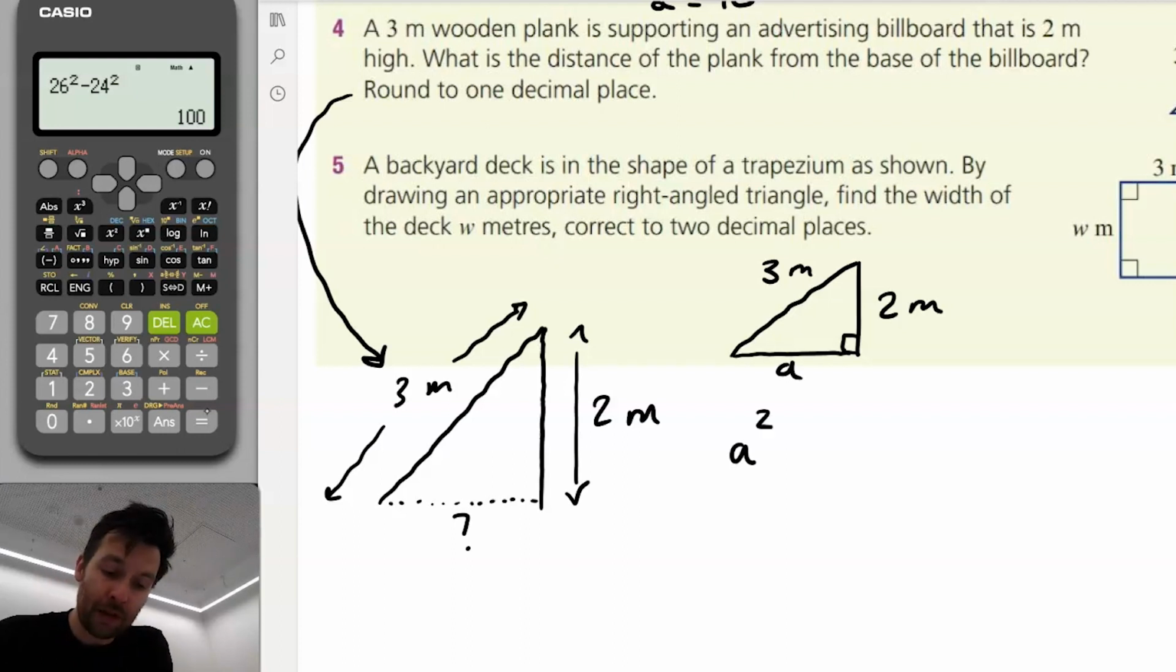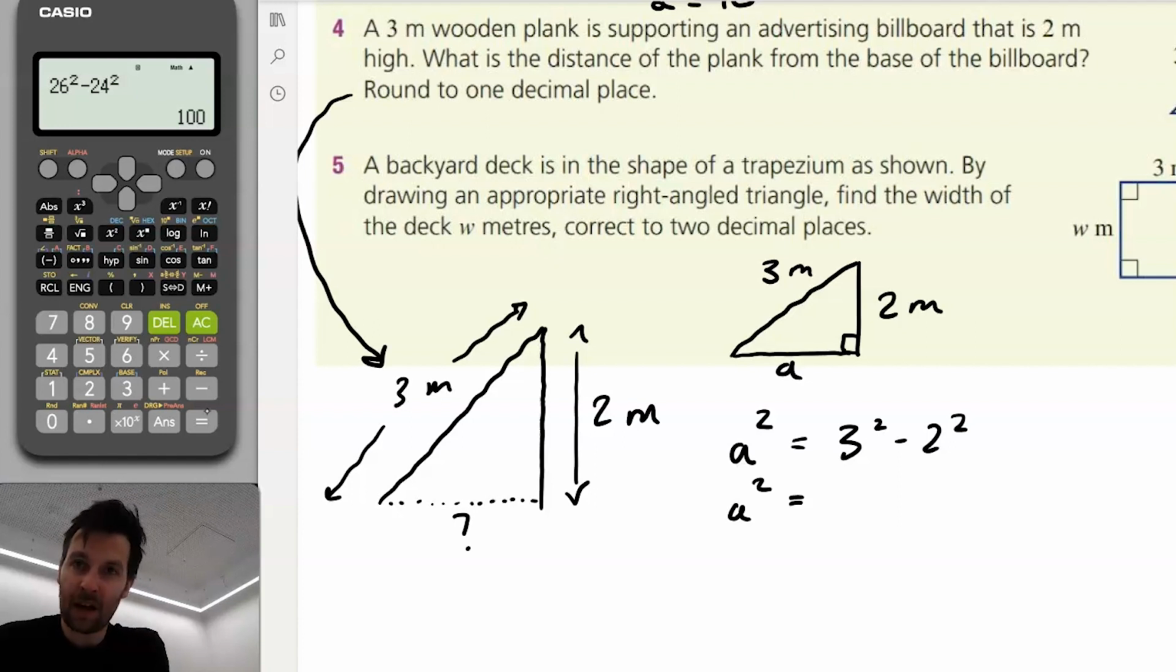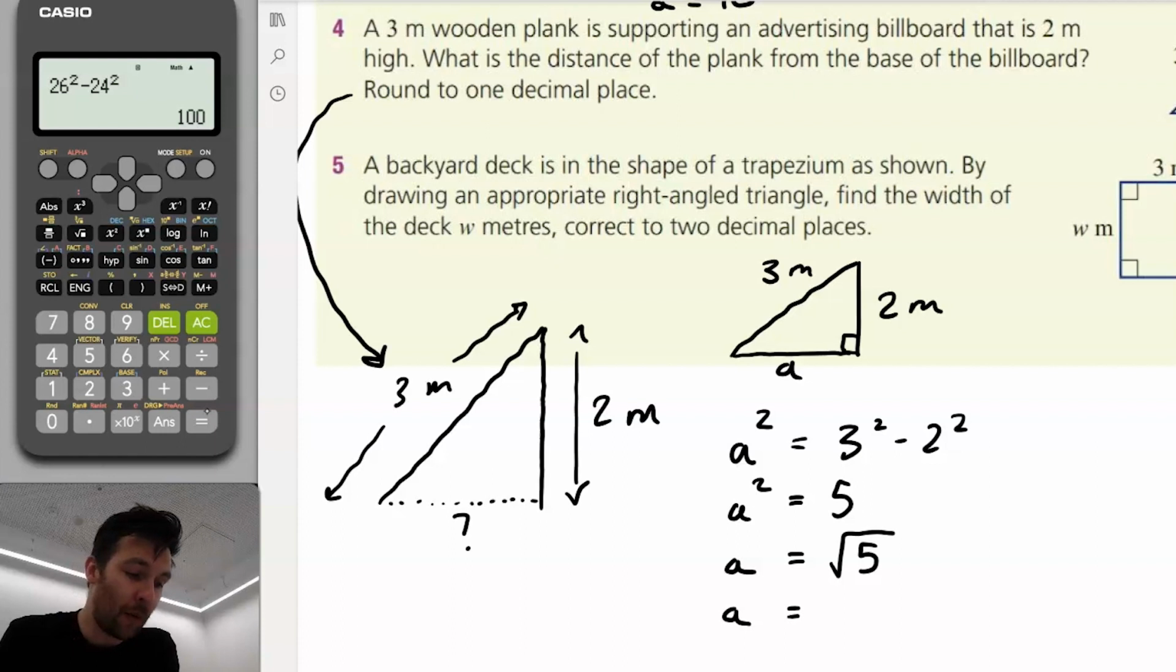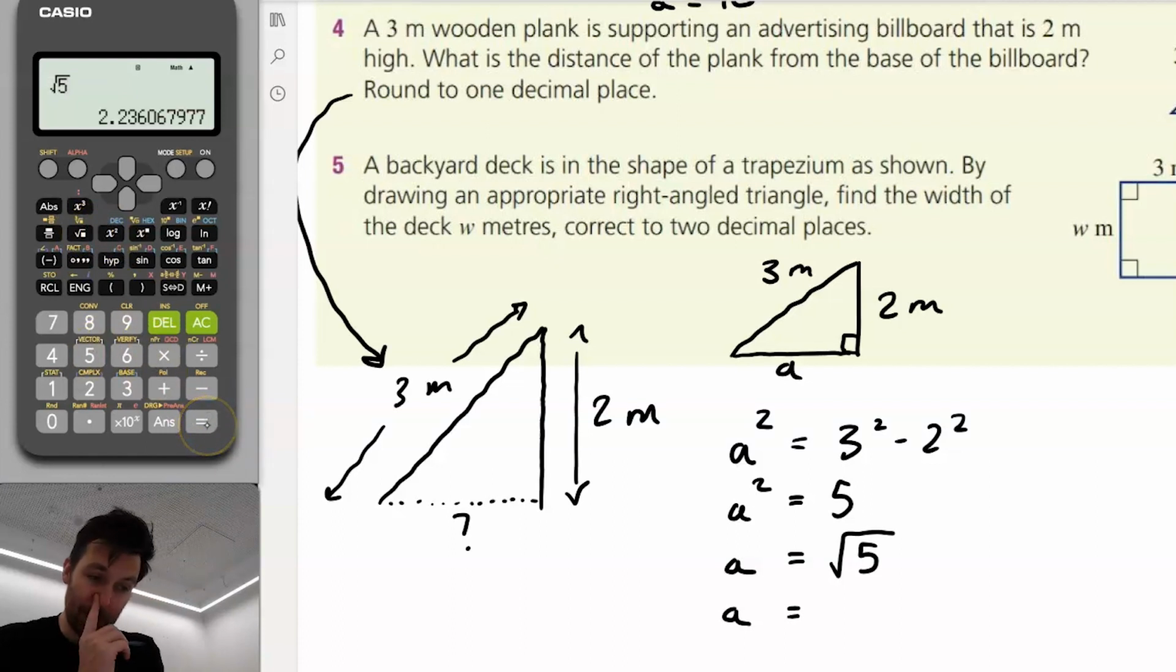So real quick, I'm going to do those steps again. a squared is going to be equal to 3 squared take 2 squared. On your calculator, that'd be 9 take 4, which means it's 5. And then a is going to be the square root of 5. And because 5 is not a square number, it's going to give us an answer involving lots of decimals.